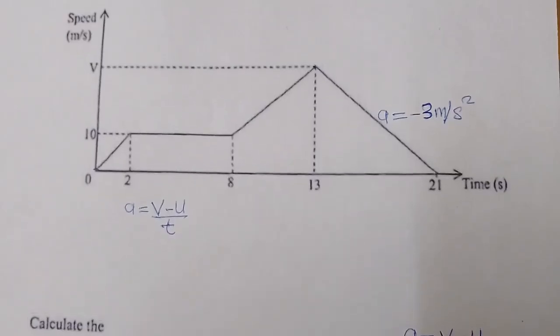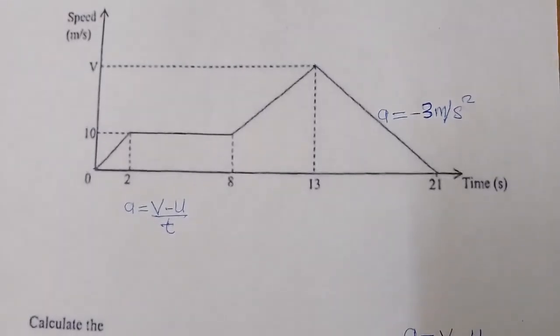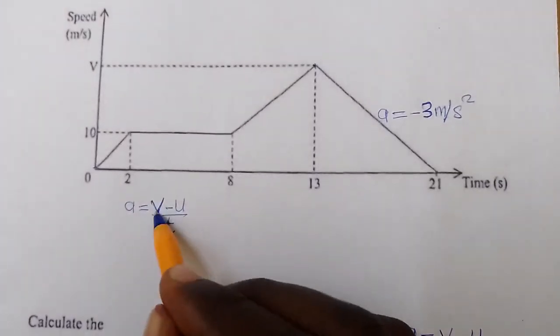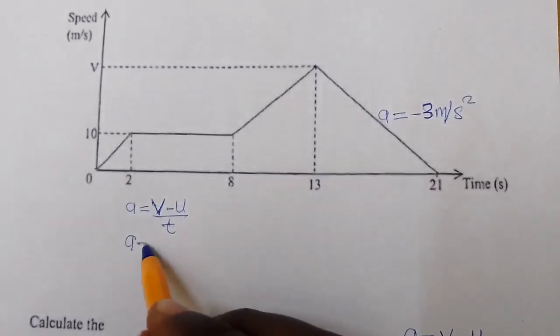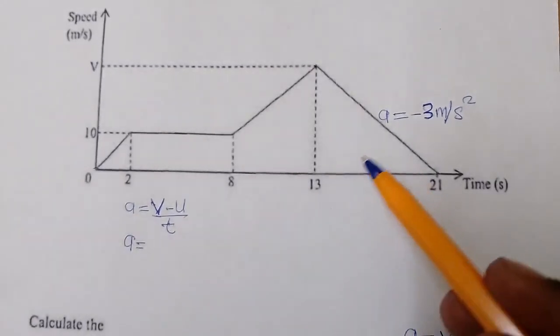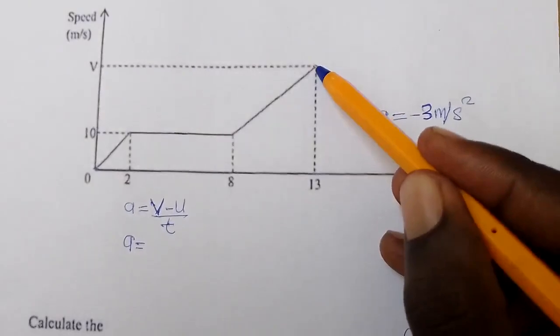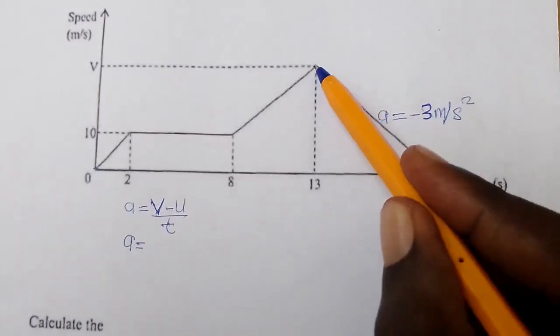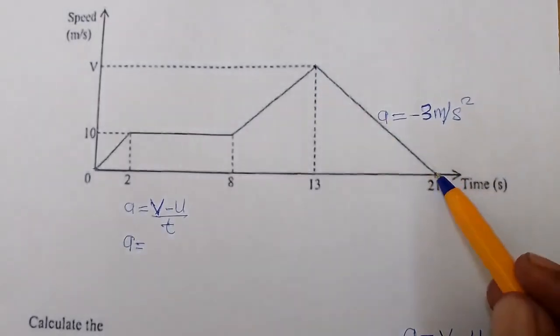Since this one was retarding from this point to the other point, this is how it is going. So what am I going to do? I say acceleration is equal to my final velocity. It was starting from here going to that point. So this is my initial velocity and this is my final velocity. So my final velocity is what? 0.